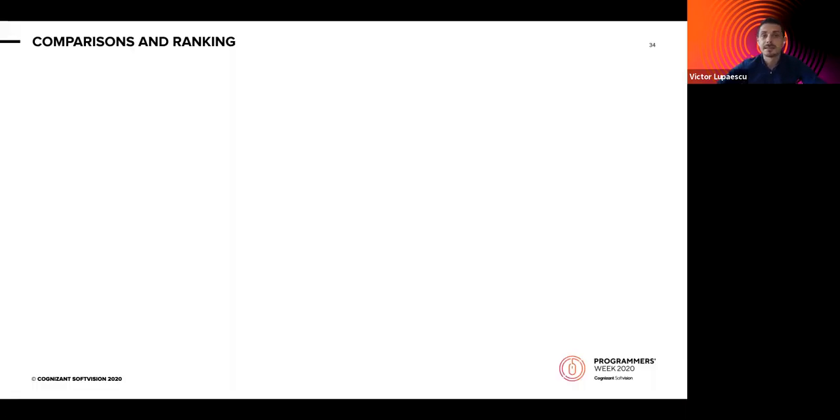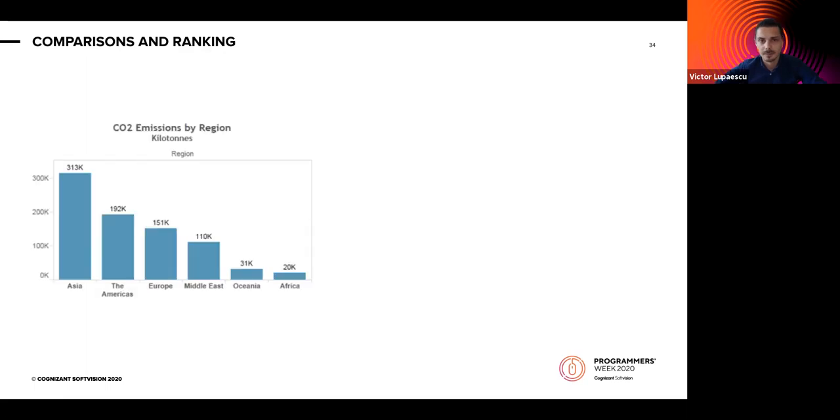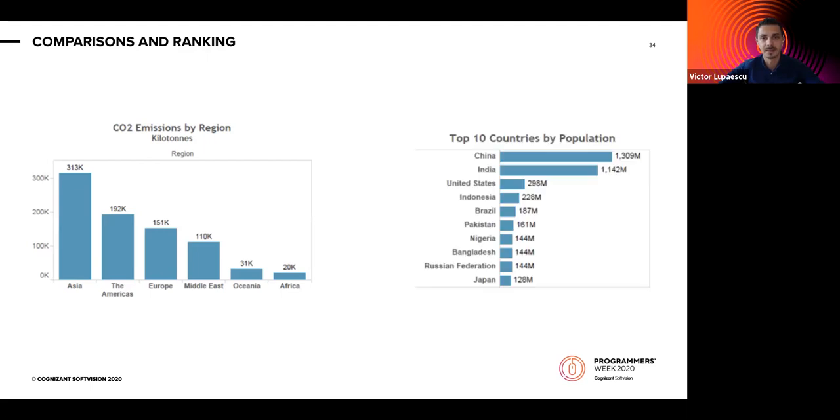Next one is comparisons and ranking, and it's a very common one, right? You've seen this in the test at the beginning as well. CO2 emissions by region. It's a simple, straightforward chart, easy to understand. It takes me less than five seconds to get some insights from it.